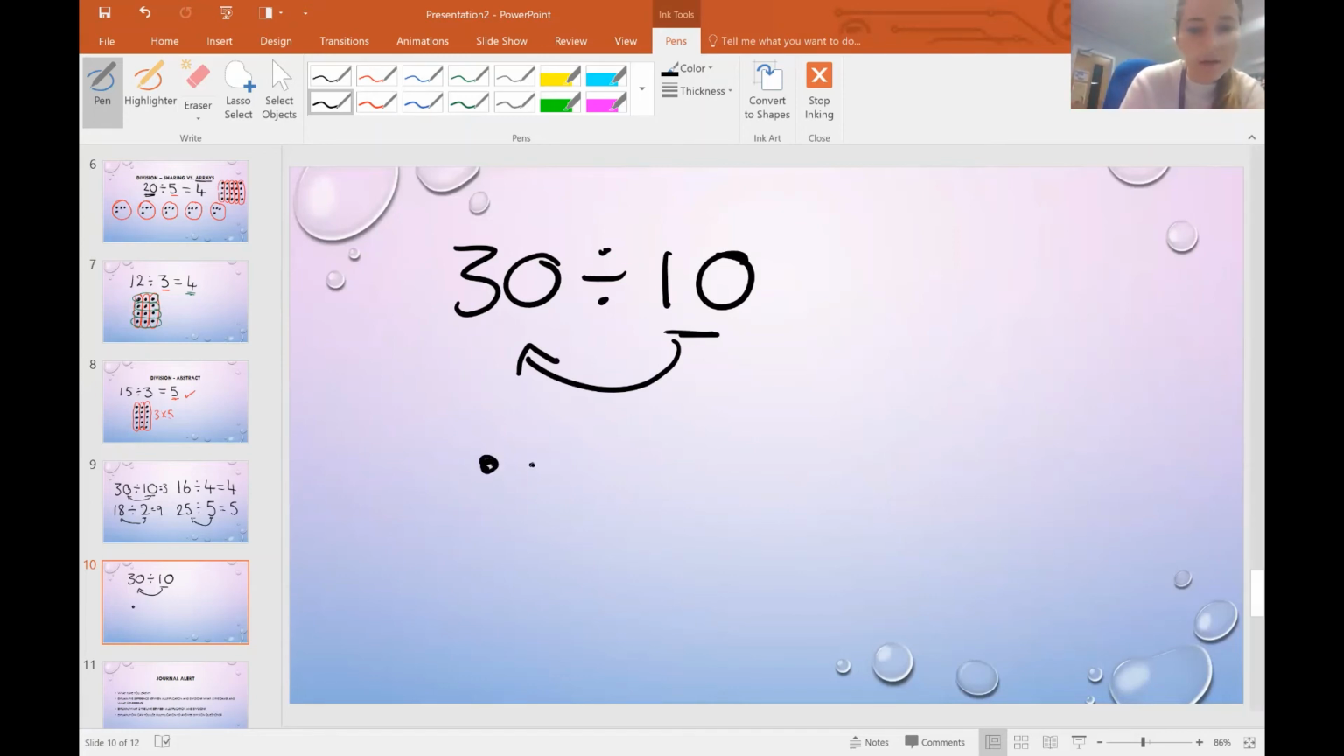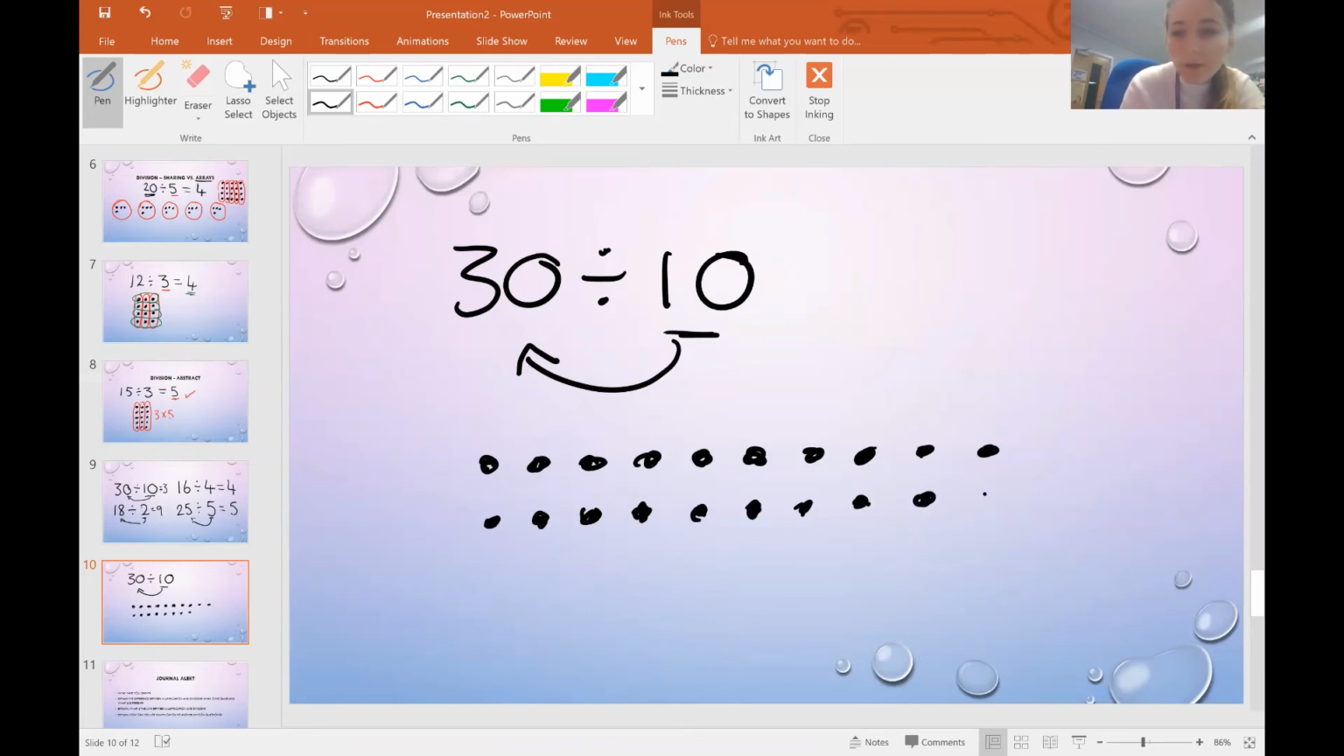then if we draw out our 10, 1, 2, 3, 4, 5, 6, 7, 8, 9, 10. Let's make our equal groups of 10 so we can share out our 30 there. Okay, so we've drawn our array there.